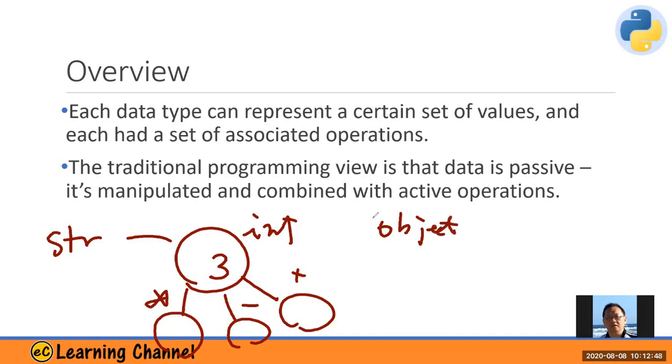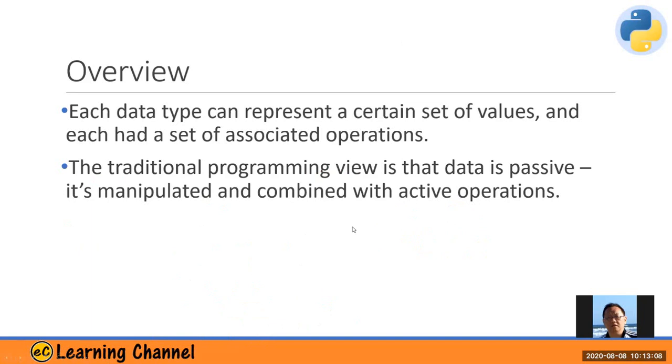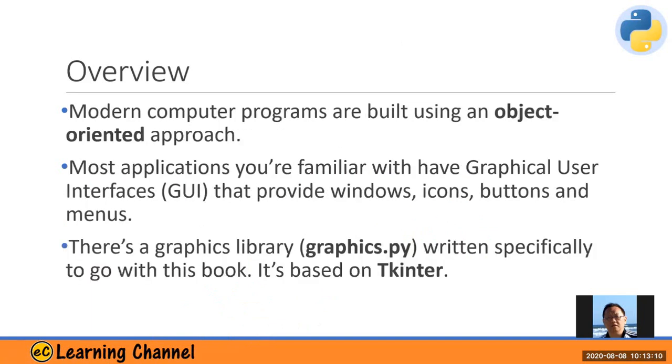Not every language has an object view like Python, but Python is a pure object-oriented programming language. Everything in Python is an object. Here we are going to talk about the traditional view of programming and also what object-oriented programming is. Modern computers are built with an object-oriented approach, and Python is one of them. C language is not. C++ is also object-oriented, but it's quite primitive. So Python is a very good example of using objects.